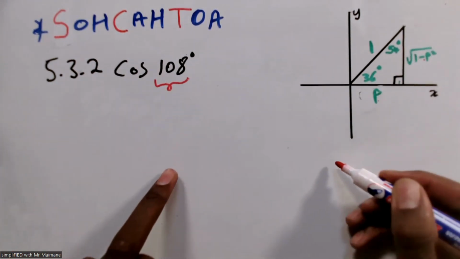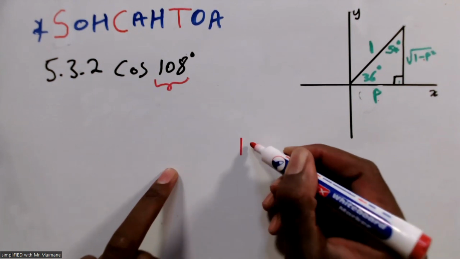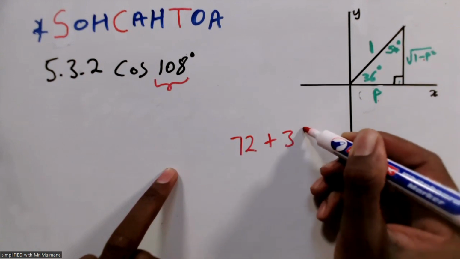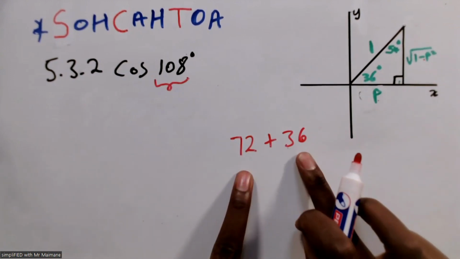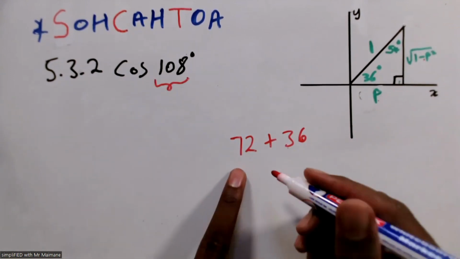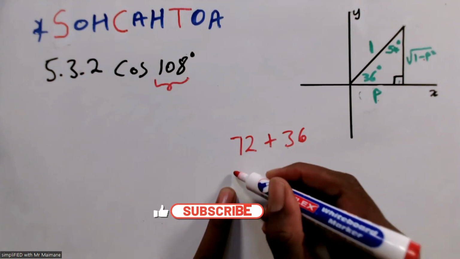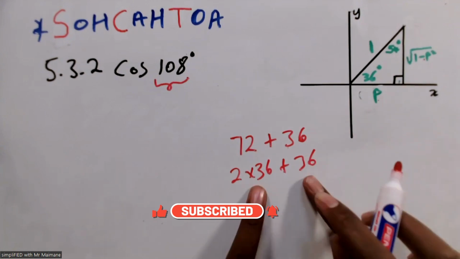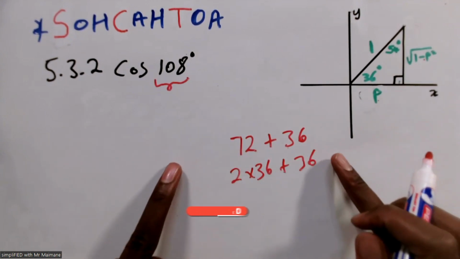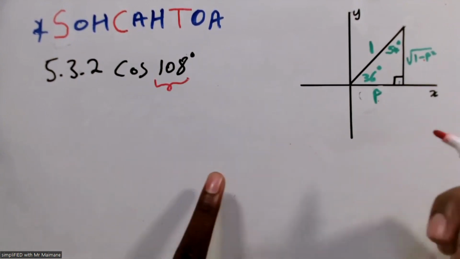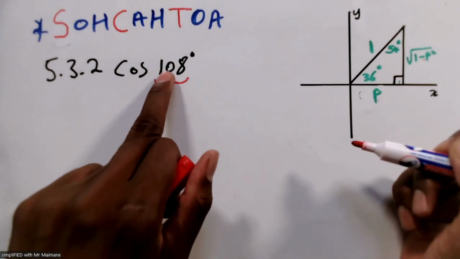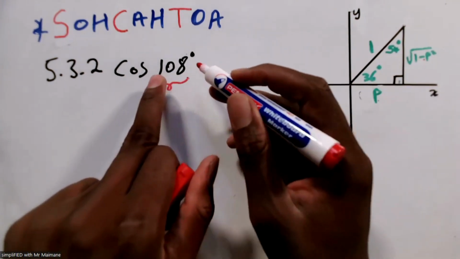But if you can see, to get 108, you can get 108 from, say, adding 72 and 36. When you add 72 and 36, you get 108. But then you can see also here that 72 is 2 times 36, which introduces you to double angles. And 36 times 3 gives us 108.